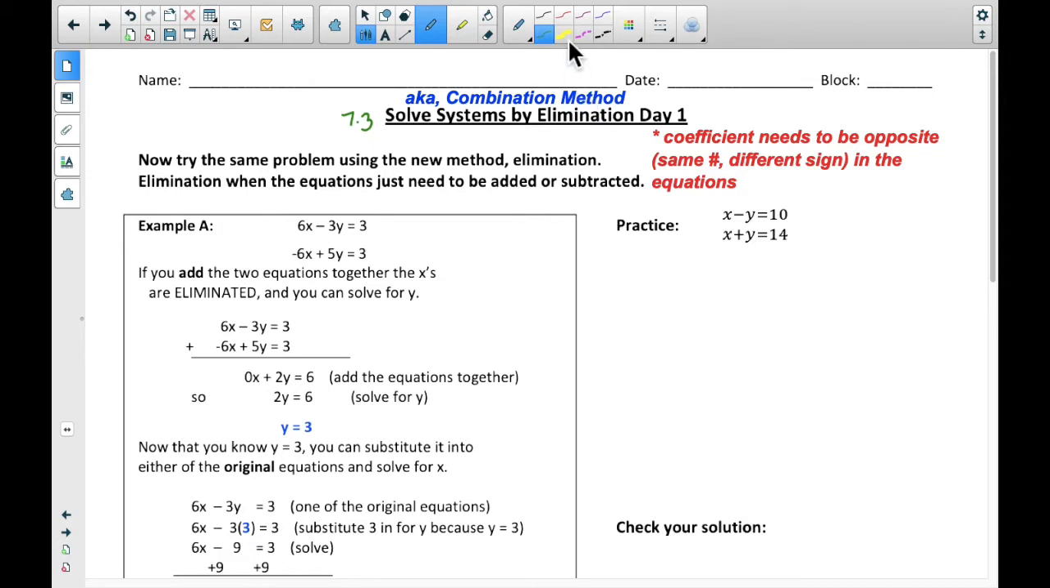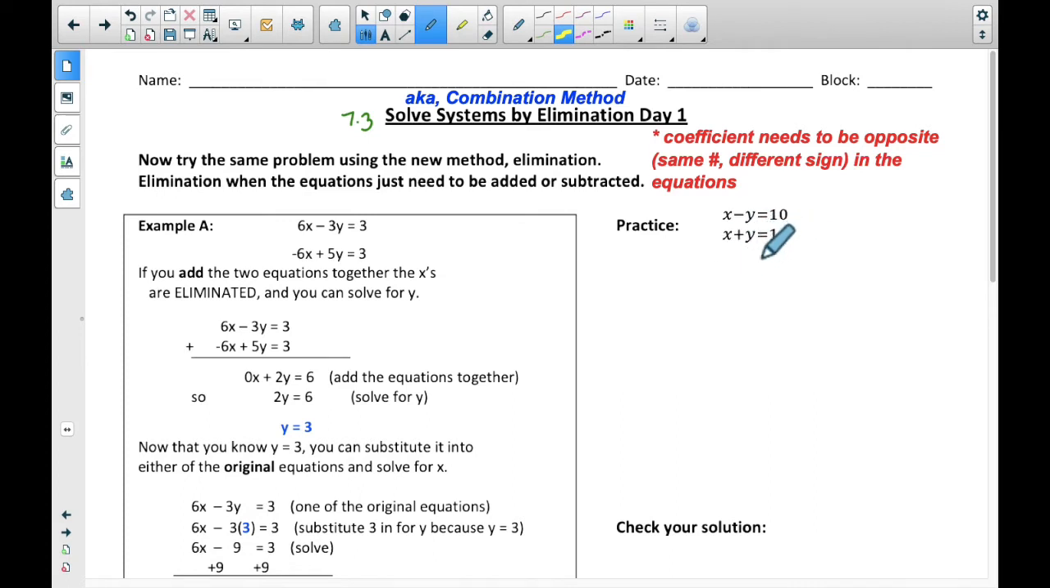One of the main things about the elimination method, well, first of all, another way to say it is the combination method. So sometimes I might say linear combination, and what I'm talking about is elimination. Those two are the same thing. One thing is you look at the coefficients. The coefficient is the number that's in front of the letter. And you make sure that it's an opposite coefficient. That means it's the same number but a different sign. Okay, so let me show you what I'm talking about.